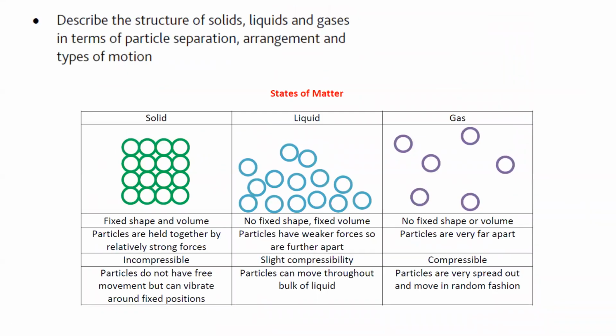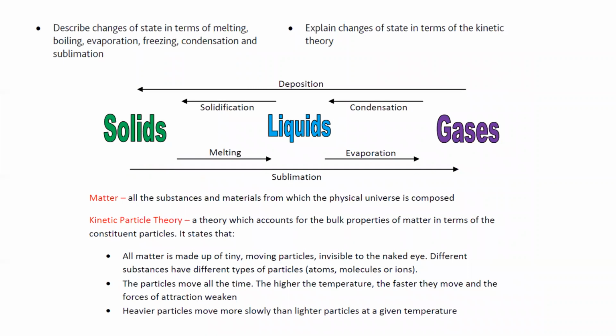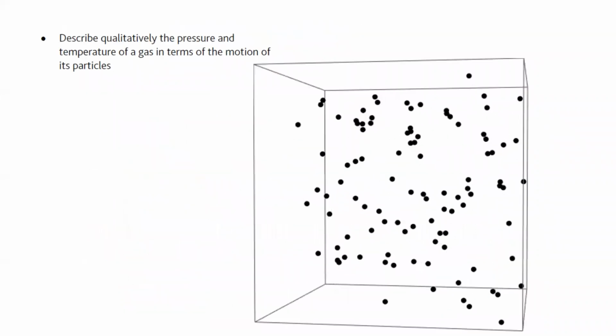Then we compared the type of motion within the particles of solid, liquid, and gas, and the force of attraction between the particles. Then the kinetic molecular theory, or kinetic particle theory, and we discussed what we call it when a solid changes to liquid, liquid changes to gas, or a gas changes to solid, or a gas changes to liquid. This is what we discussed yesterday.